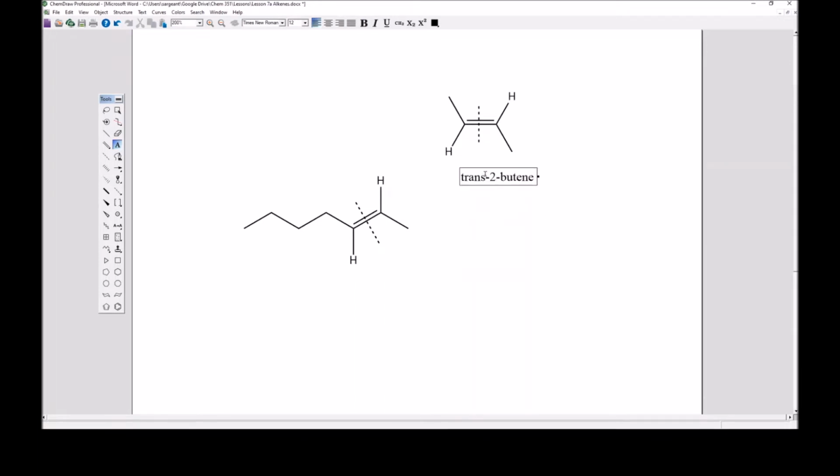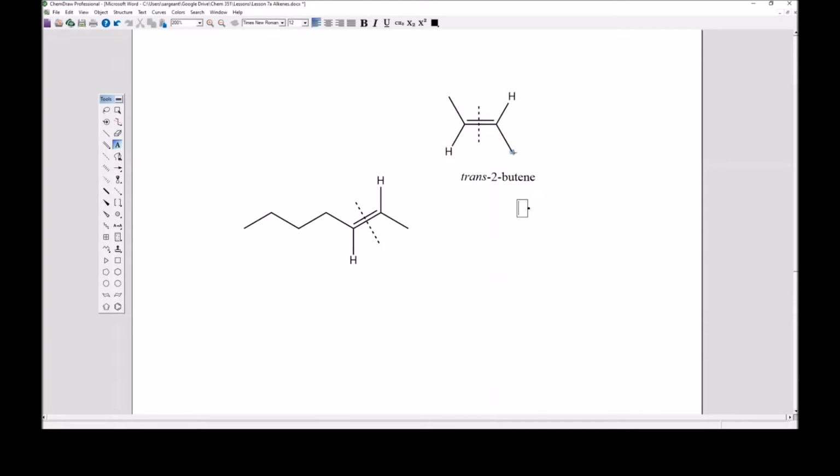The trans is a stereochemical designation, and it is not used for alphabetization purposes. In fact, it's hardly used at all. We use something else, but for now we can use trans, and this trans only works when you have a double bond and there is one and only one hydrogen on both sides of that double bond.